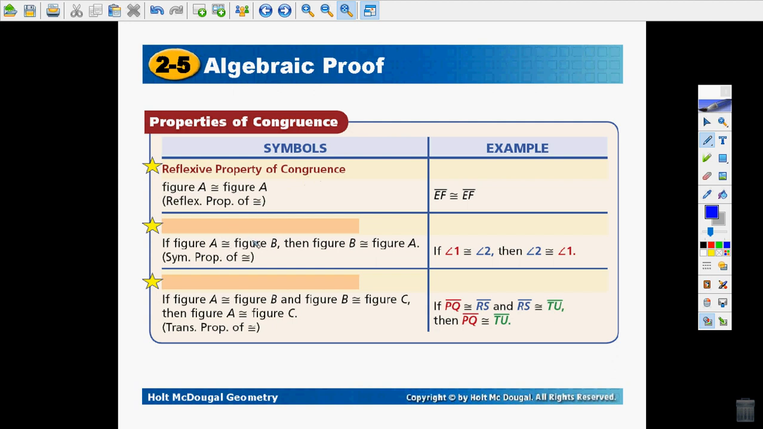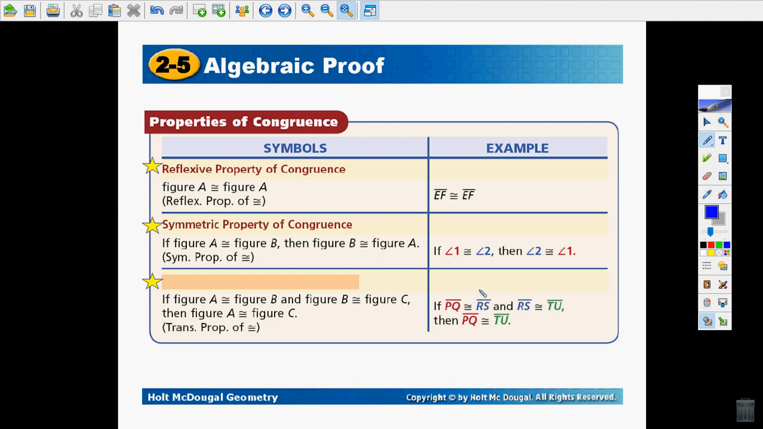Let's look at the next one. If angle 1 is congruent to angle 2, then angle 2 is congruent to angle 1. What does this resemble? It resembles the symmetric property of equality, but this time we're using a congruent sign again, and we're talking about the angles themselves and not their measures.